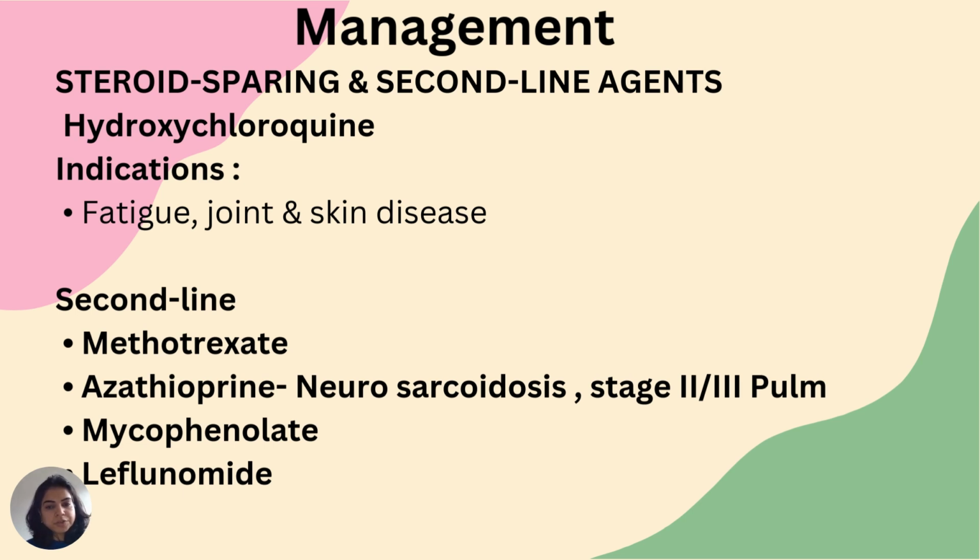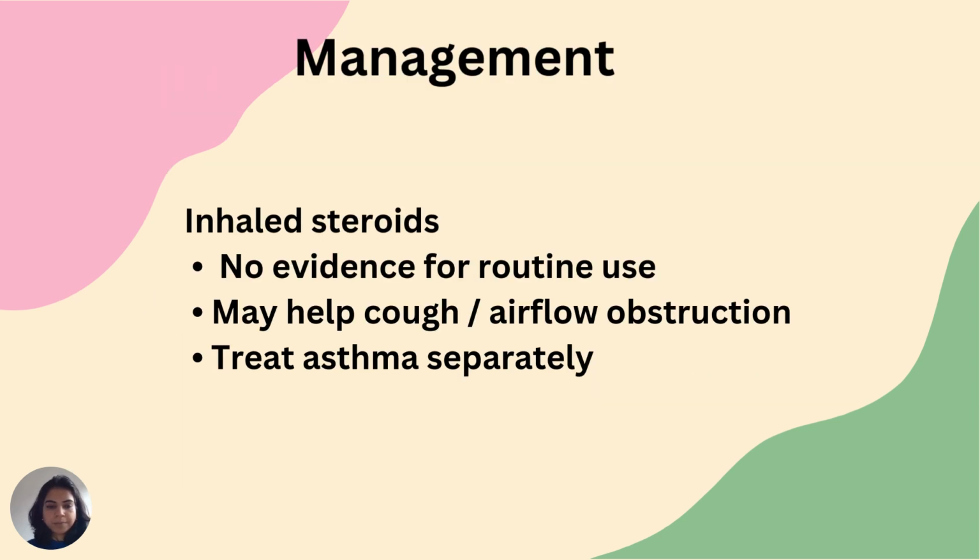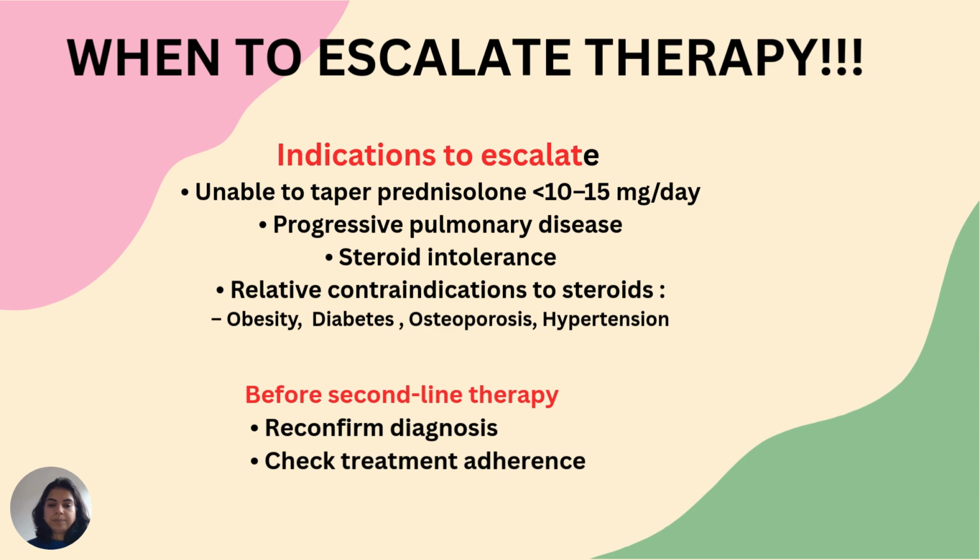Azathioprine is used in patients with neurosarcoidosis or stage 2 and 3 pulmonary sarcoidosis who have partial or no response to steroids. The usual dose is 100 to 150 milligram per day. Other agents which are recommended are mycophenolate and leflunomide. Regarding inhaled steroids, there is no evidence for routine use. They can help with cough and airflow obstruction, but inhaled steroids should not be used as first line for management of sarcoidosis symptoms. If the patient has concurrent asthma, it should be managed separately.